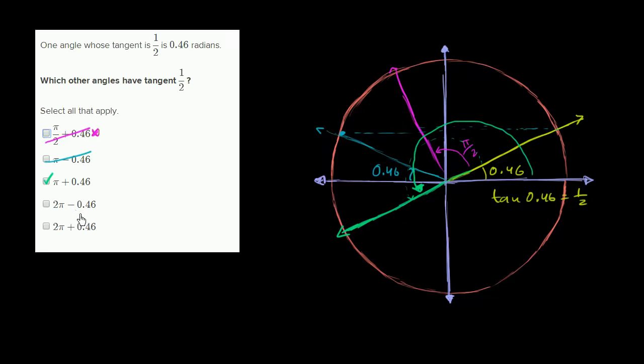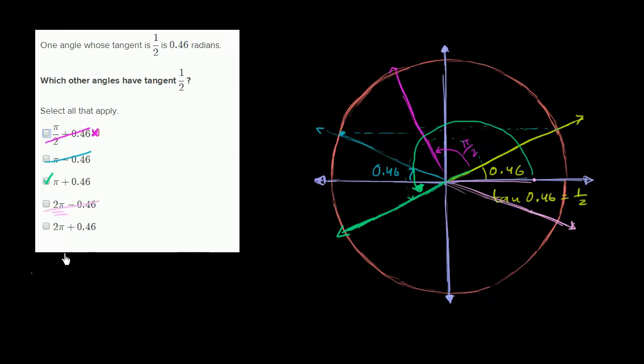2 pi minus 0.46. If this is 0 degrees, 2 pi gets you back to the positive x-axis, and then you're going to subtract 0.46. So that's going to be this angle right over here. That looks like it has the negative slope of this original ray right up here. So these aren't going to have the same tangent.